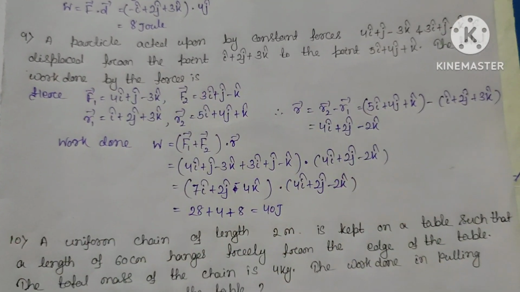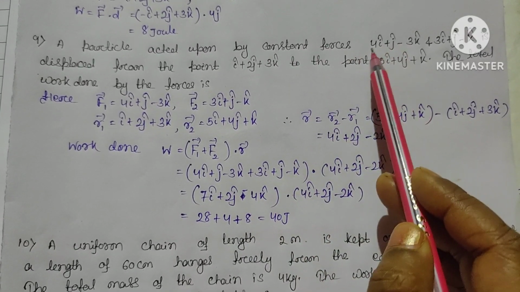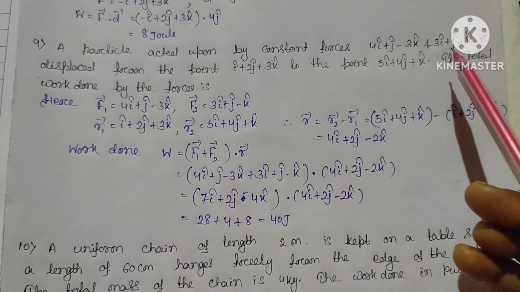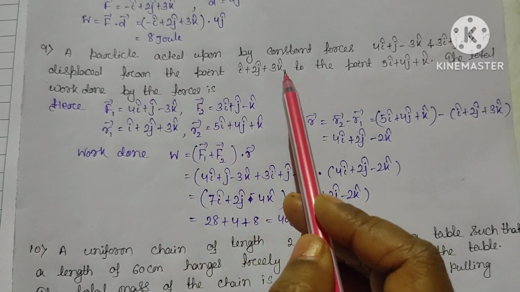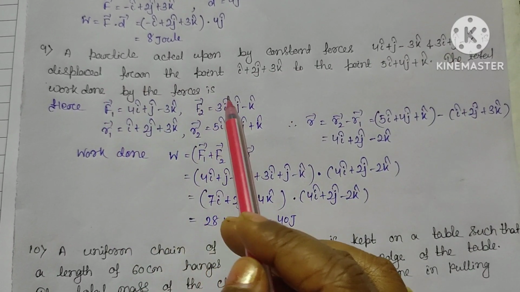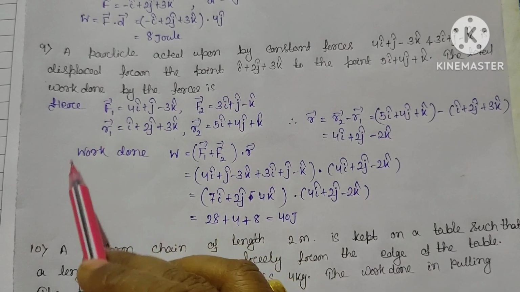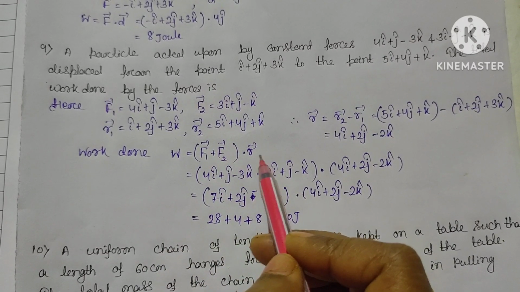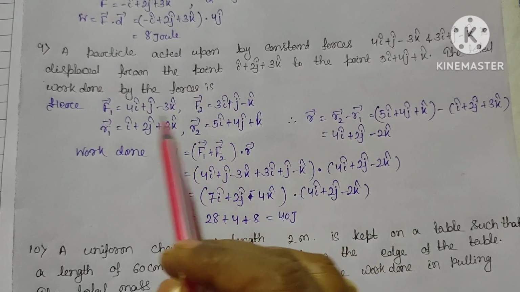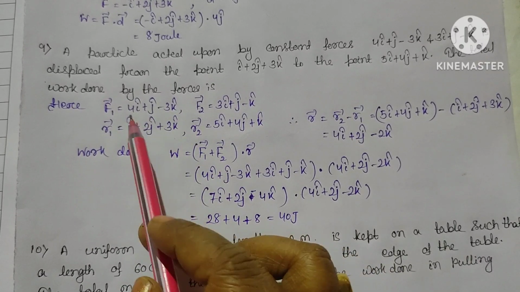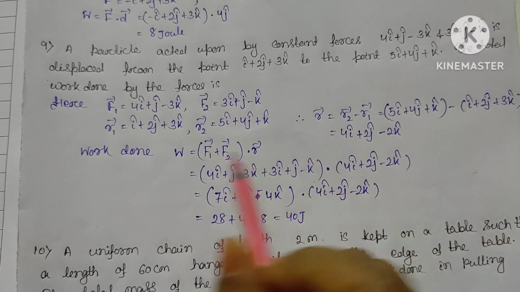Next question is, a particle is acted upon by two constant forces, that is 4I cap plus j cap minus 3k cap, and the other is 3I cap plus j cap minus k cap, and is displaced from this point to this point. So the total work done by the forces. So there are two forces, and here we want to calculate the work done. We know work done is F dot s, the force dot the displacement. Here the resultant force is F1 plus F2 vector, so this is 4I cap plus j cap minus 3k cap plus 3I cap plus j cap minus k cap, dot. What is the displacement?